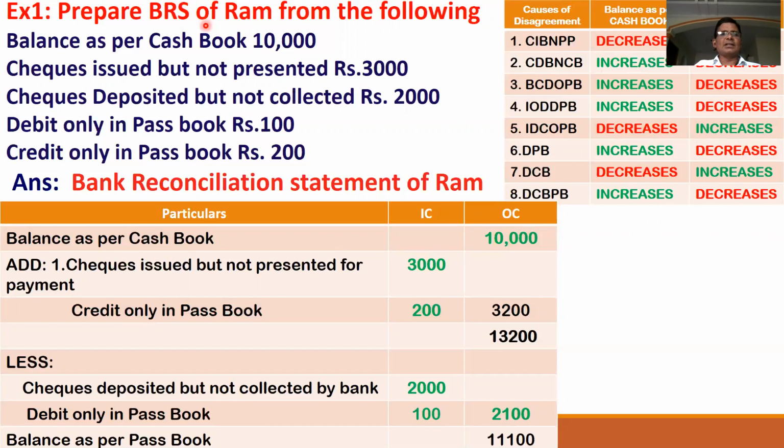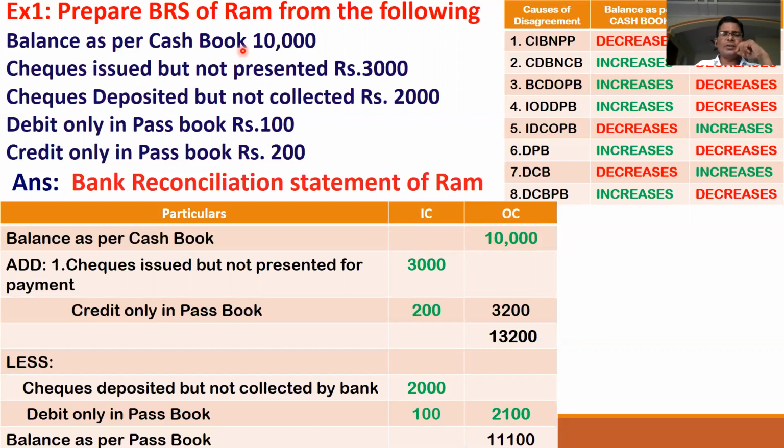Prepare bank reconciliation statement of RAM from the following. Balance as per cash book 10,000. So balance as per cash book 10,000 is taken in the outer column. So you take all the points one by one.